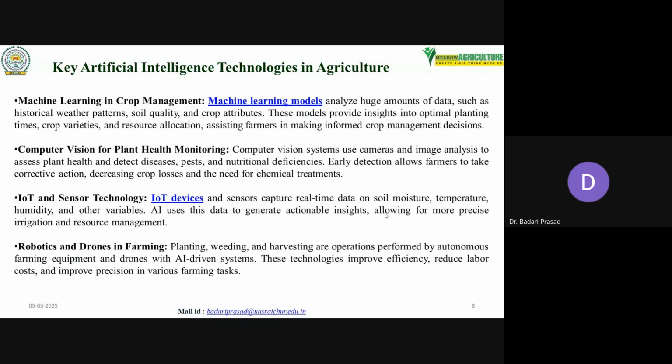And similarly, we are using robotics and drones in farming. Various operations like planting, weeding, and harvesting are performed by autonomous farming equipment. This is very important, because the operator is not at all required, or he can just play with the buttons. And drones with AI-driven systems. These technologies improve efficiency, reduce labor costs, and improve precision in various farming tasks.